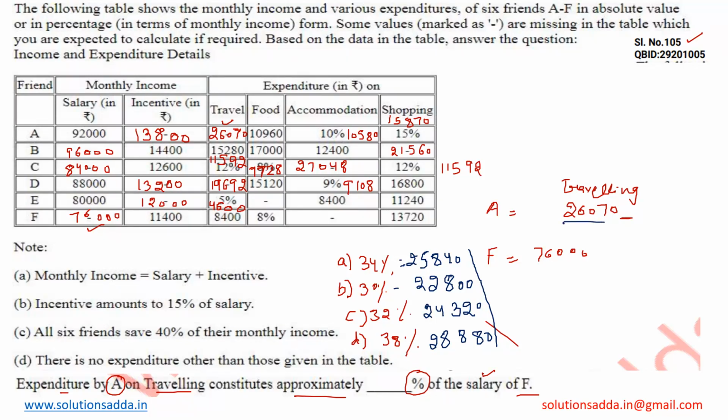So by checking these values, you have seen that the 24,320 amount is approximately equal to this amount. So the correct option for this question will be option C, that is 32%.